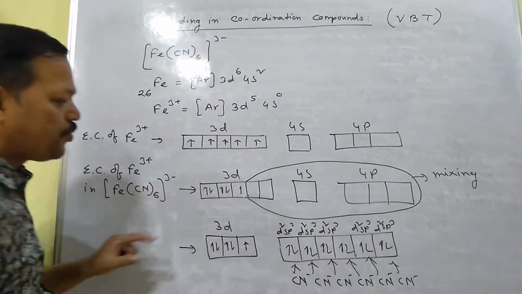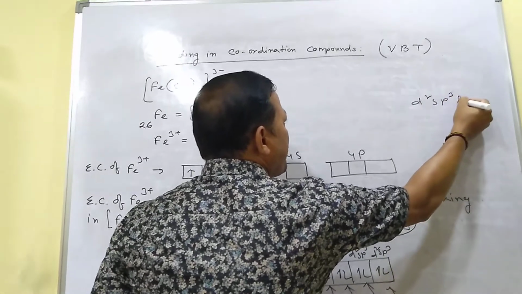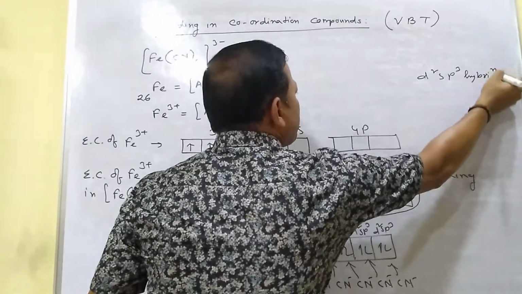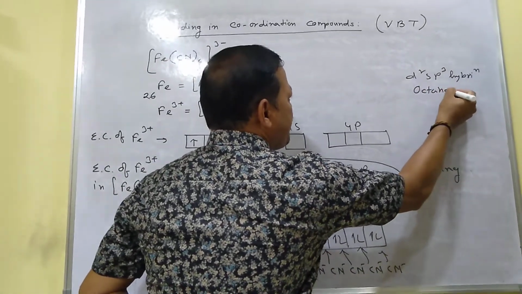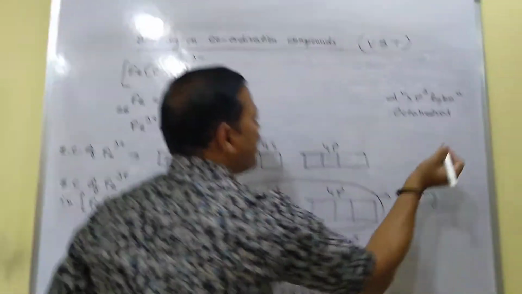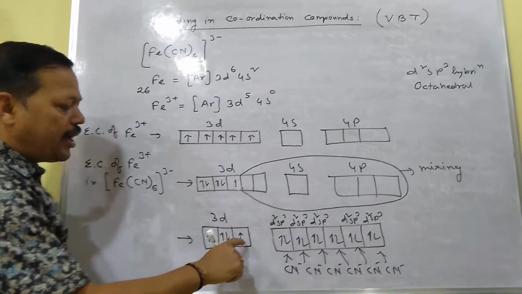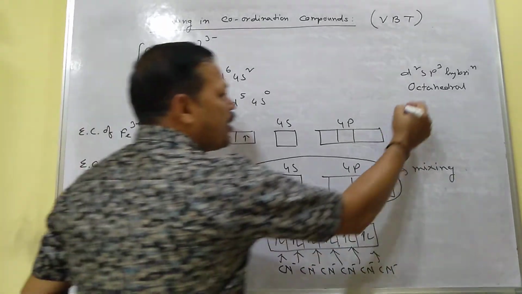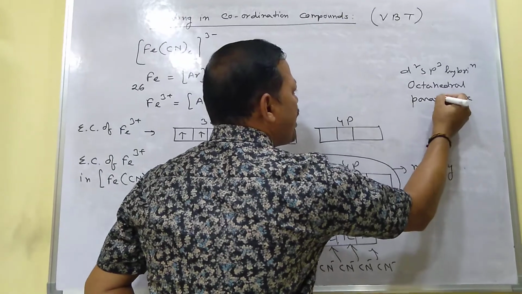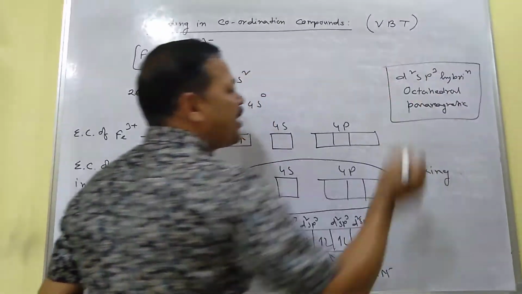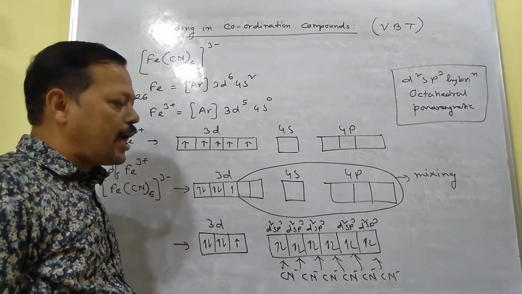So now you have seen what hybridization it shows. It shows d2sp3 hybridization. If d2sp3 hybridization, then the shape of the complex will always be octahedral. And here after hybridization it contains 1 unpaired electron, and due to the presence of this unpaired electron, the complex becomes paramagnetic in nature. This is paramagnetic. So like this you can find out the magnetic property of the complex also, whether it is paramagnetic or diamagnetic. Thank you.